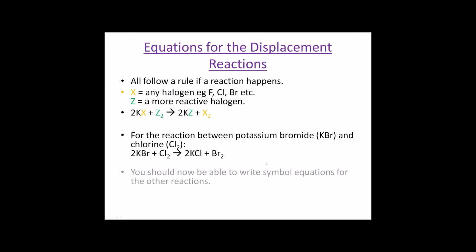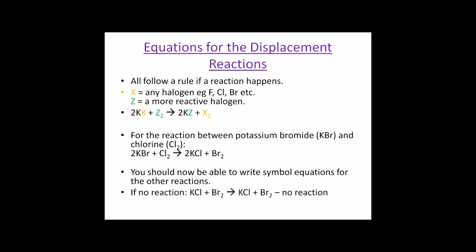Very, very easy. So you should be able to write simple equations for all the other reactions. Again, you just write out what the halide is that we start with, so 2KBr or 2KI, plus the halogen that we've got in, and then on the product side, if there's been a reaction, you just swap the positions of the two halogens.